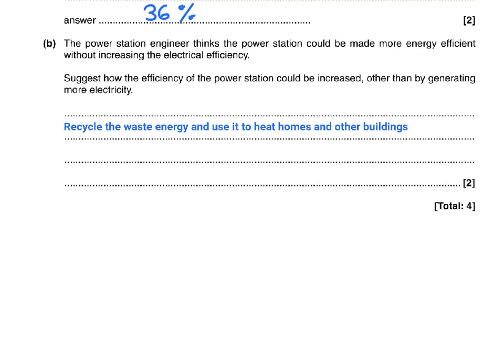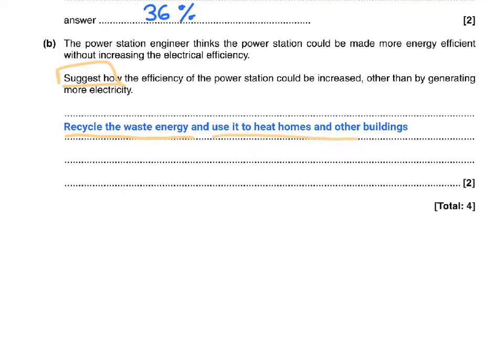Very, very similar. Part B, the power station engineer thinks the power station could be made more energy efficient without increasing the electrical efficiency. Suggest how the efficiency of the power station could be increased other than by generating more electricity. So what we've got to do is reduce the amount of wasted energy. So if we talk about recycling the waste energy, you'll get 1 mark. But the important thing is to then state how it would actually be used.